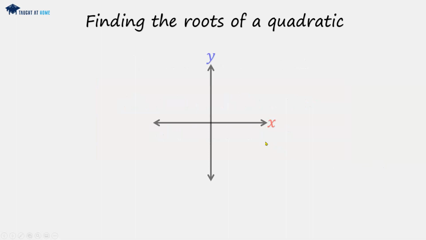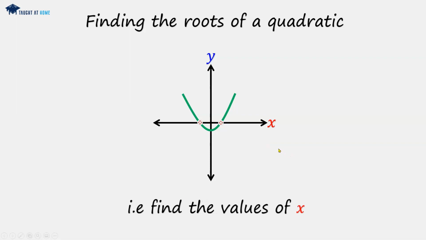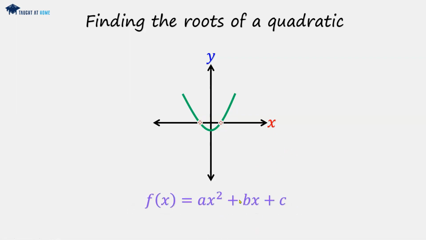So finding the roots of a quadratic function requires us to solve the function, that is, find the values of x when y is equal to 0. So in this case, it lies on the x-axis. So we've got the quadratic function, and we're going to set f of x equal to 0 here. And then we have various techniques that we can use to solve the values of x where this holds true.